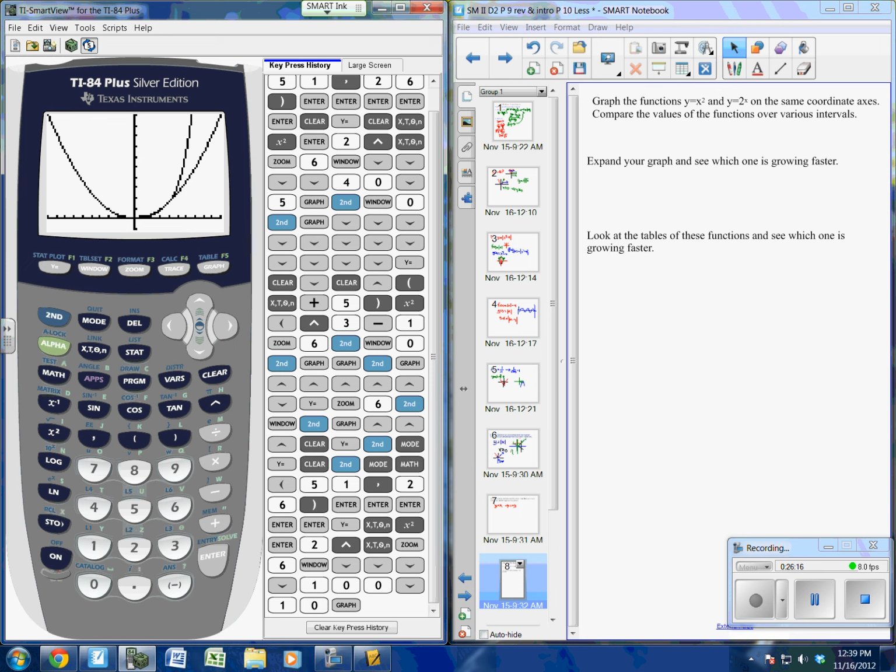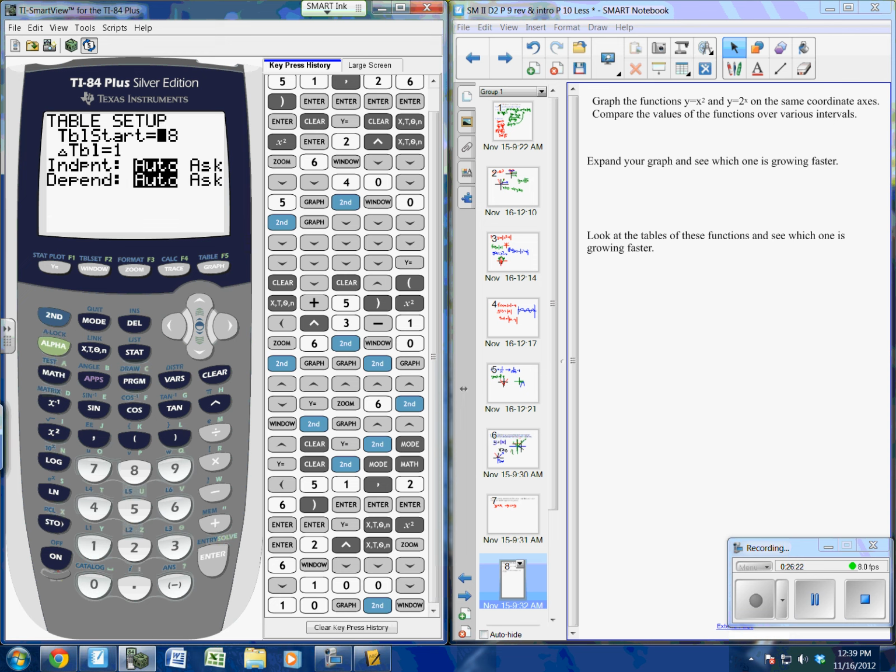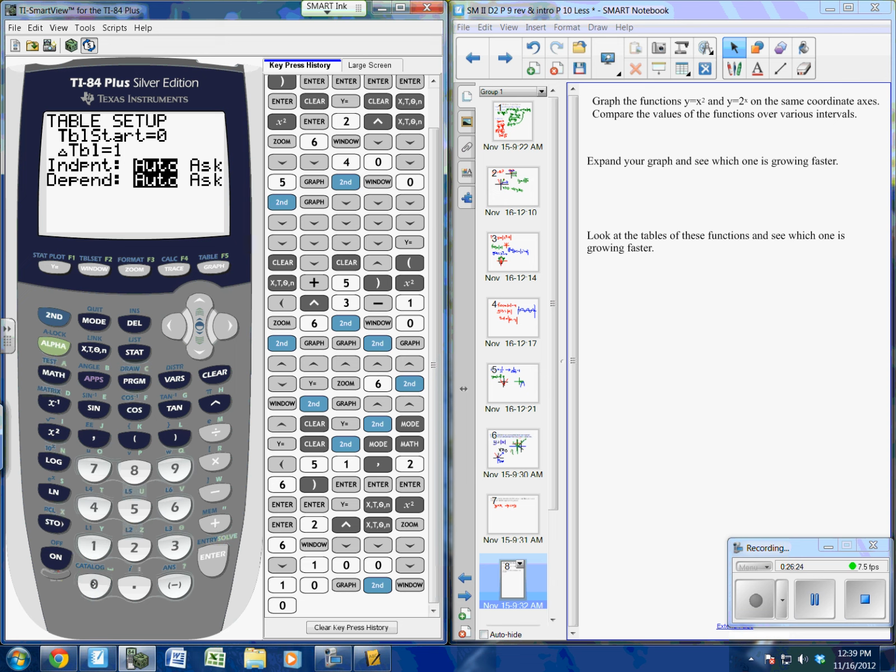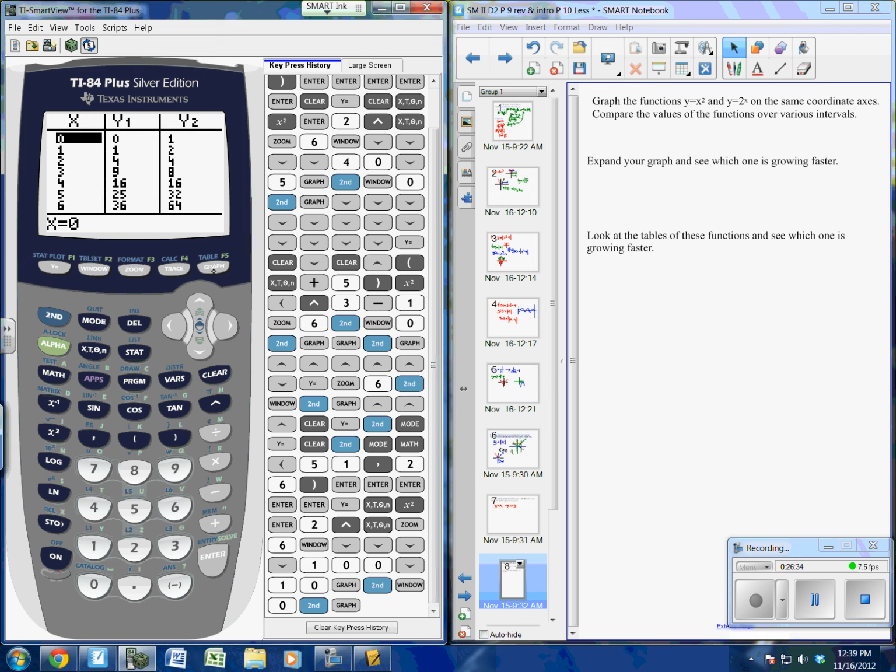Okay, now check this out. I want you guys to learn how to do the table. Everybody go to second and window to set up your table. I want us to start at 0 and increments in 1. Okay? Everybody got that? Now, go to second and graph. And it'll show both functions at the same time, y1 and y2.